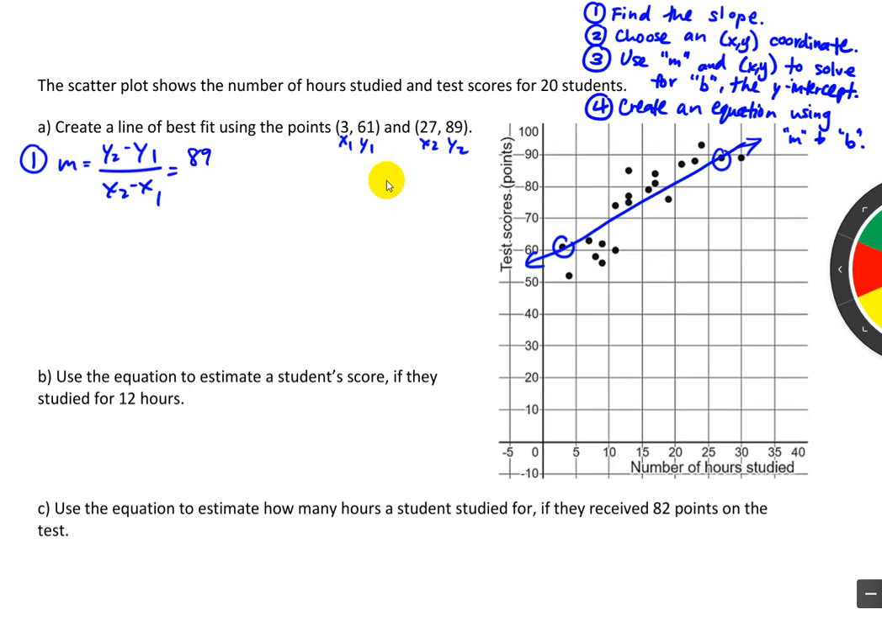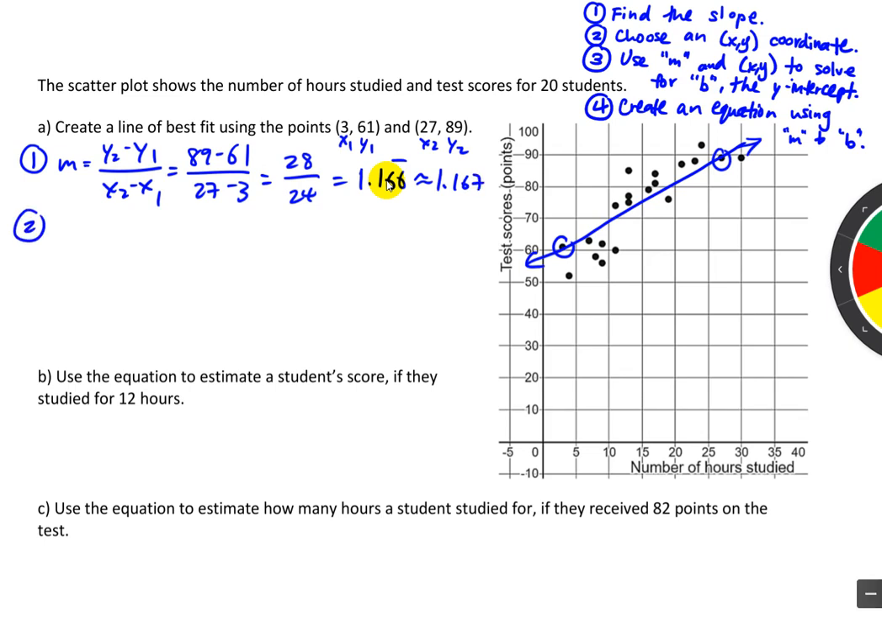So that's 89 minus 61 divided by 27 minus 3. If I do that really fast, the numerator I get is 28. 27 minus 3 is 24. Then I do 28 divided by 24, and if I do that correctly, that's about 1.166 with the bar over the 6. So let's say approximately 1.167. That's going to represent our slope.